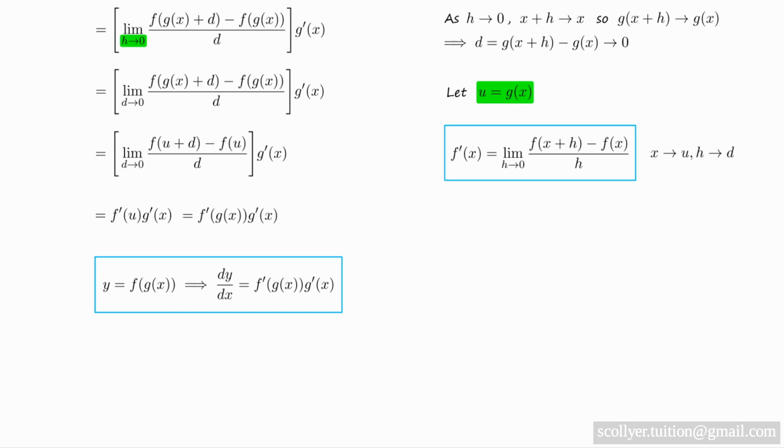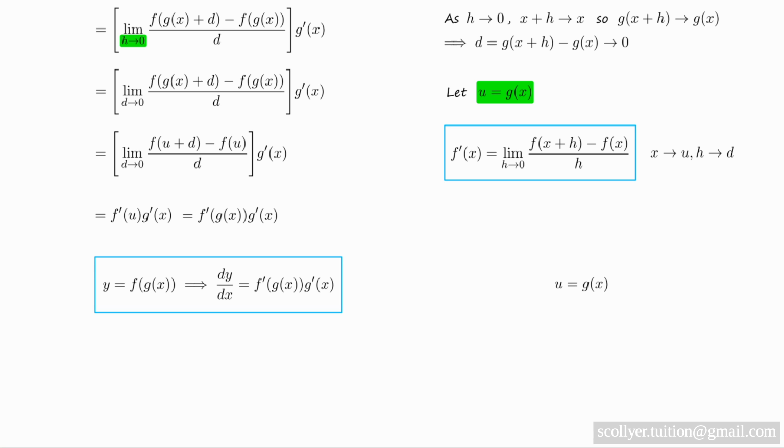And so finally we have that if y equals f of g of x, then dy by dx equals f dashed of g of x times g dashed of x. Now, while this result is correct, it is not written in the standard form that we usually see at this level of mathematics. We can rewrite it in the standard form, however, as follows.